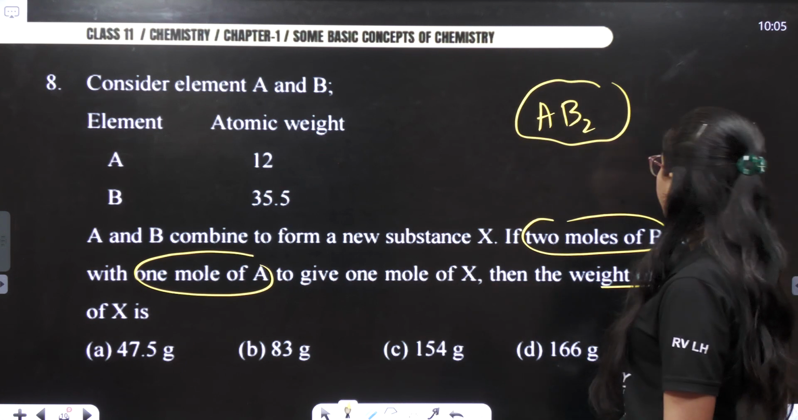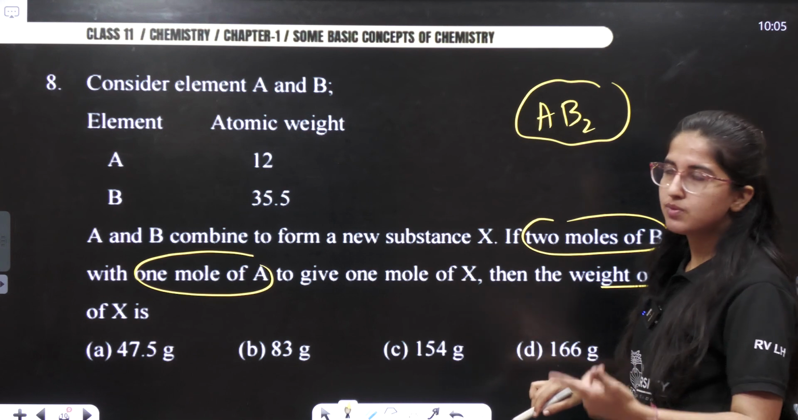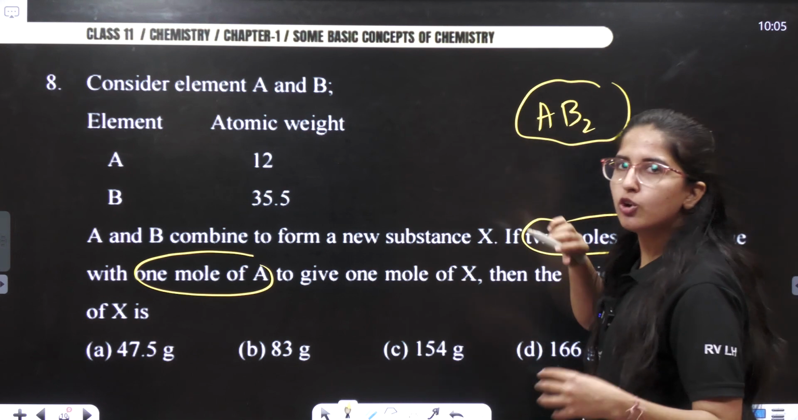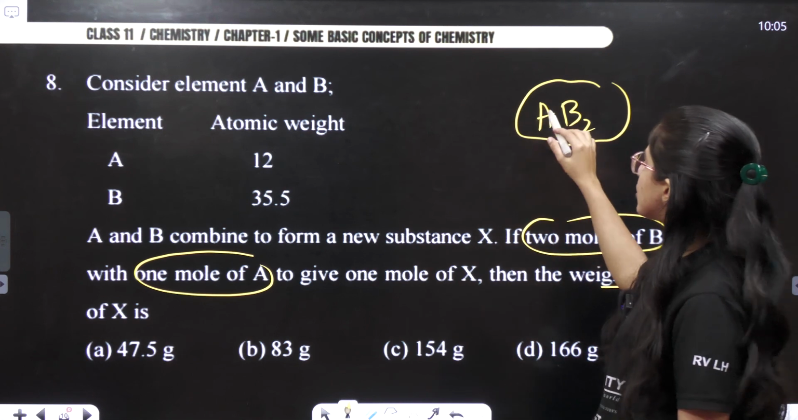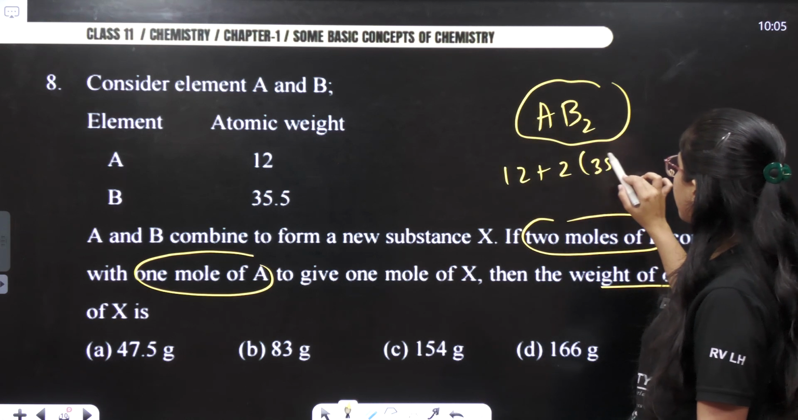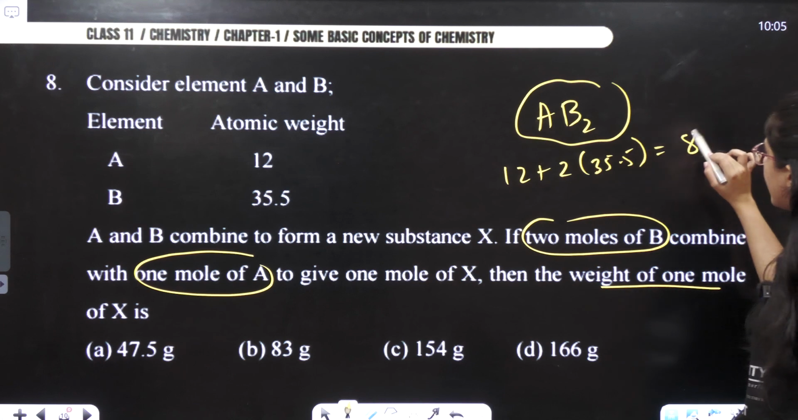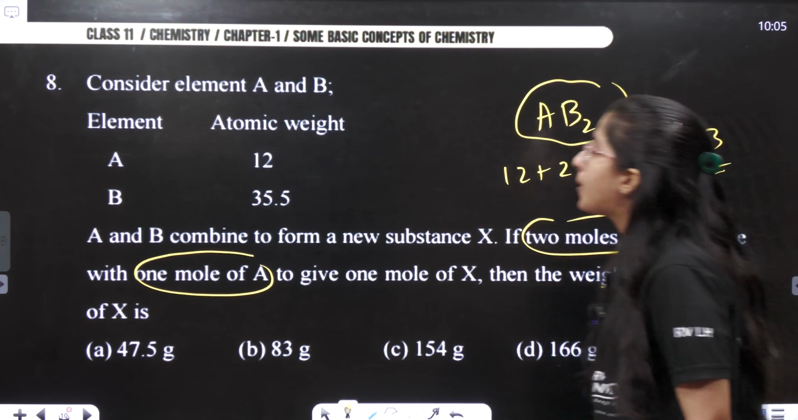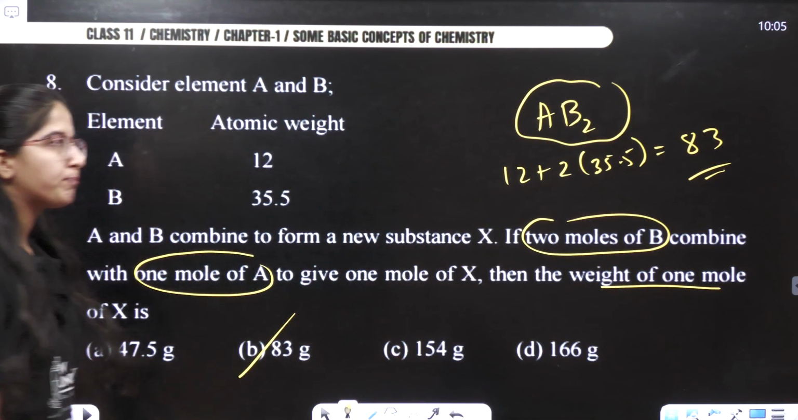Then the weight of 1 mole of X will be equal to the summation of the atomic masses of the elements present there. So A has 12 and B has 35.5. Therefore 2 into 35.5 is 71, plus 12, it will give you 83. So the correct option will be option number B.